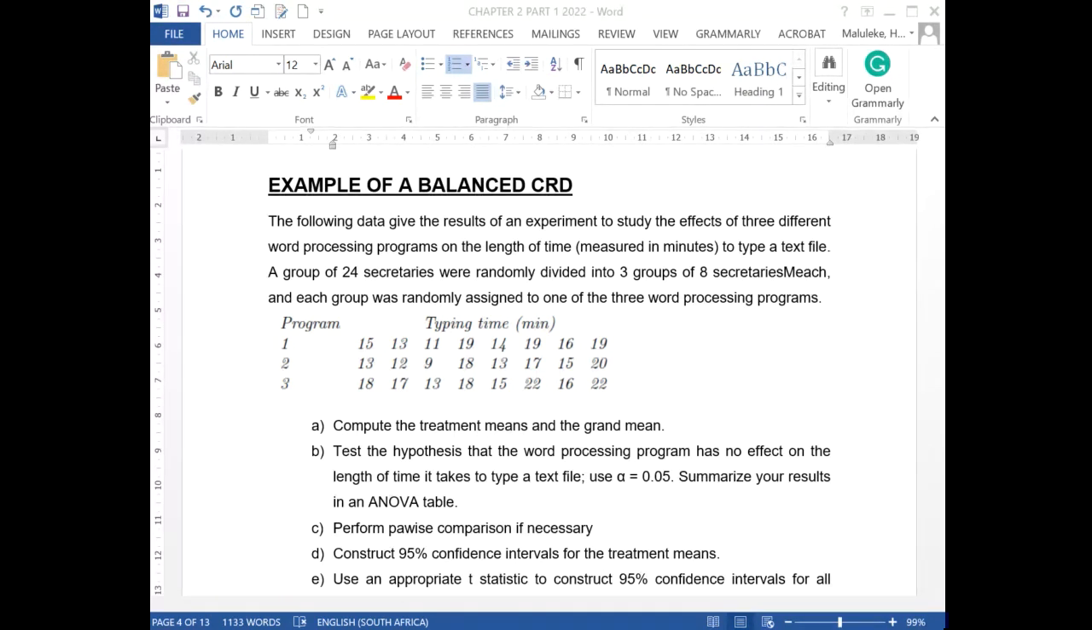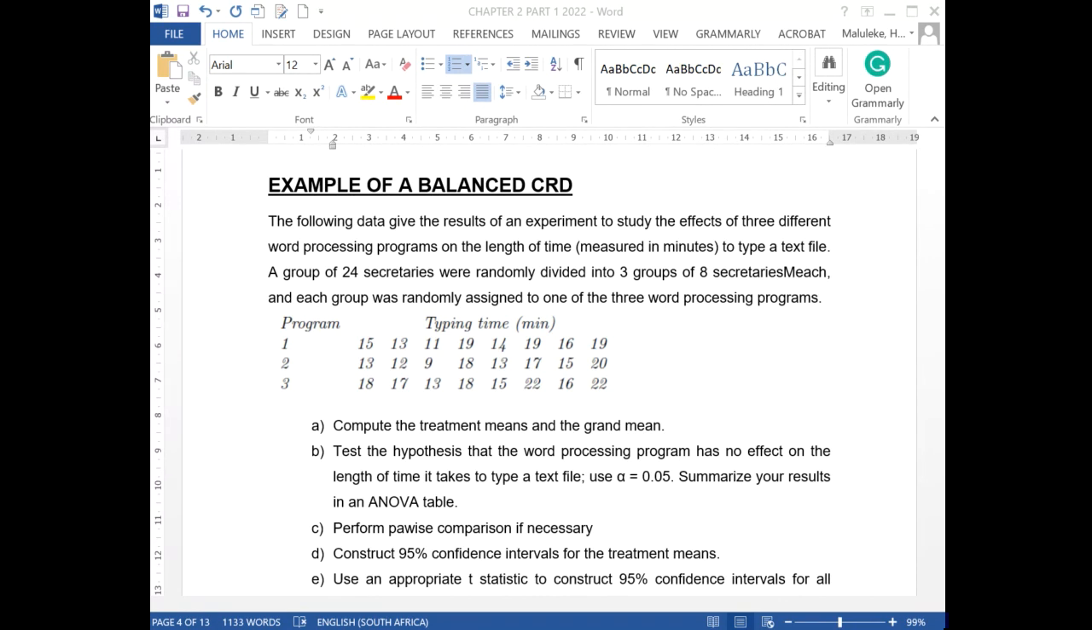So the first total y1 dot, I'm told, is what? What is the first mean for program 1? I'm looking for the sum. It's 126. The second one, y2 dot, is what? 117. And y3 dot is what? 141. You have that information, guys.